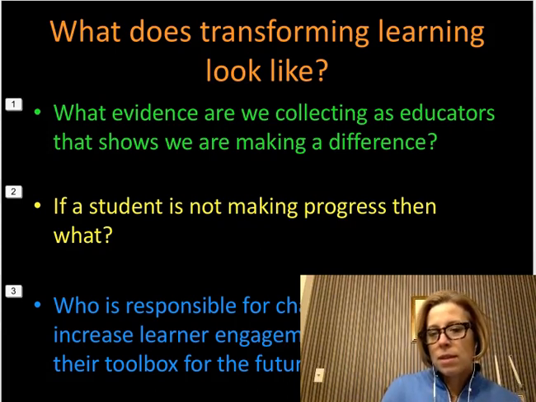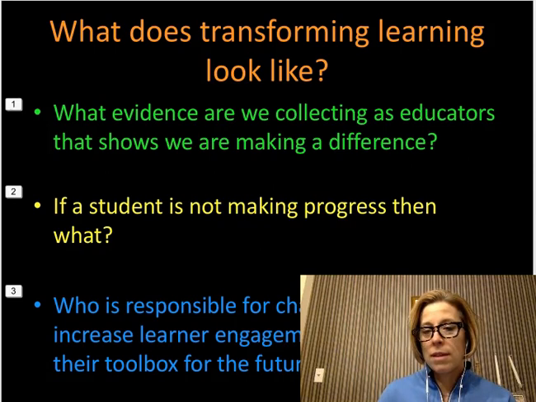So what does transforming learning look like? I think some key things to think about and reflect on is, what evidence are we collecting as educators that show we are making a difference? And action research has prompted us to look at the things that were challenges and struggles we wanted to do better. But my challenge to you is to keep thinking about what is the evidence that we collect.